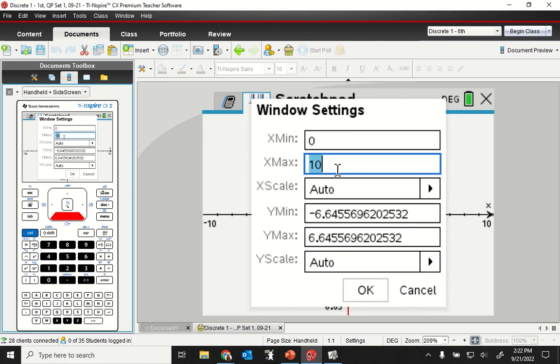My X-max. Because I'm only going to make $200 every time, and I have to make up more than $500,000, right? So, I don't know. Let's take this up to like 10,000. Because maybe I need to sell 10,000 wheelchairs.